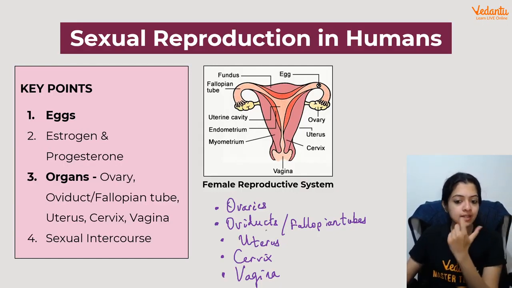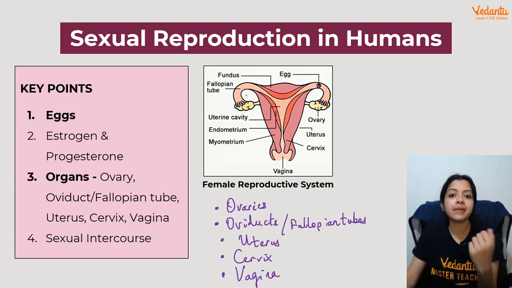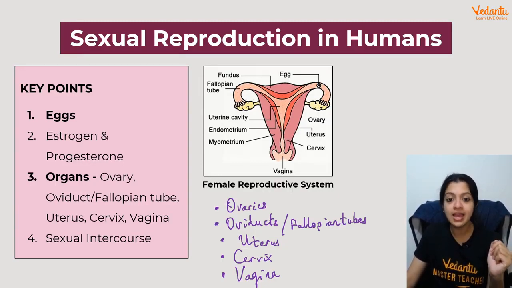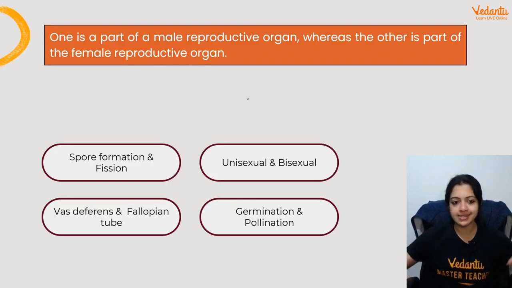And remember, the oviduct or the fallopian tube is the site where the sperm would meet the ovum. In case a sexual act has occurred, sperms would be released into the female reproductive tract, and the sperm would meet the ovum, resulting in the formation of a zygote. Right? So this is how human reproduction occurs.